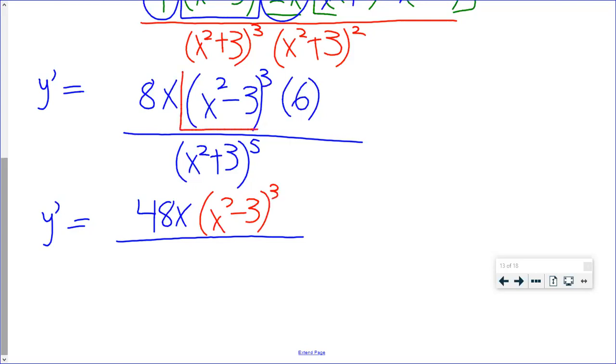That is in my numerator. That's going to stay there. (x squared plus 3) to the power of 5. That is in my denominator. That's going to stay there. And that's my final answer.